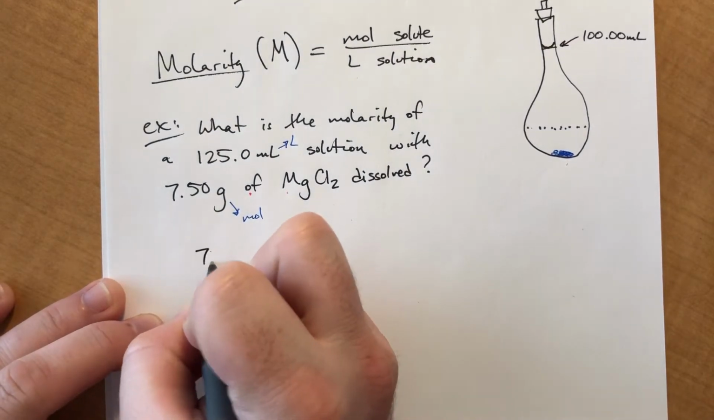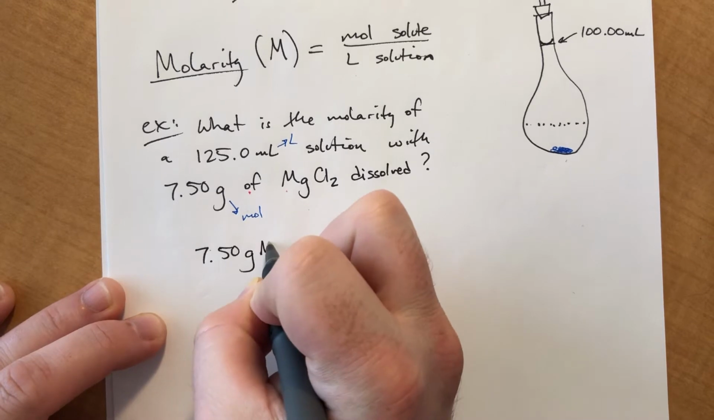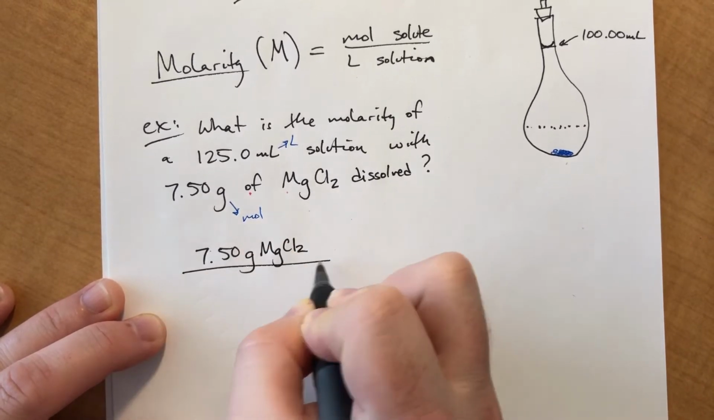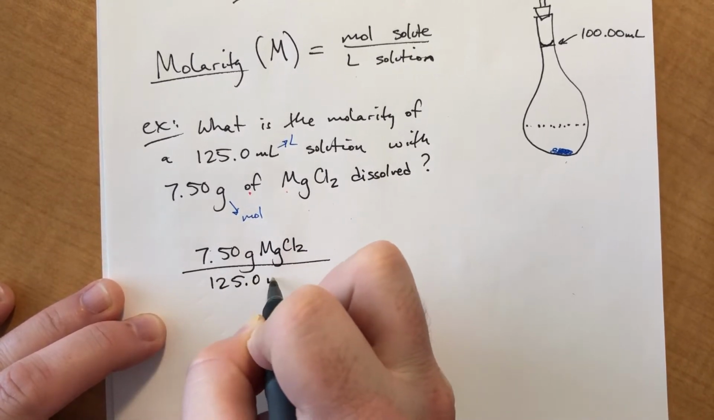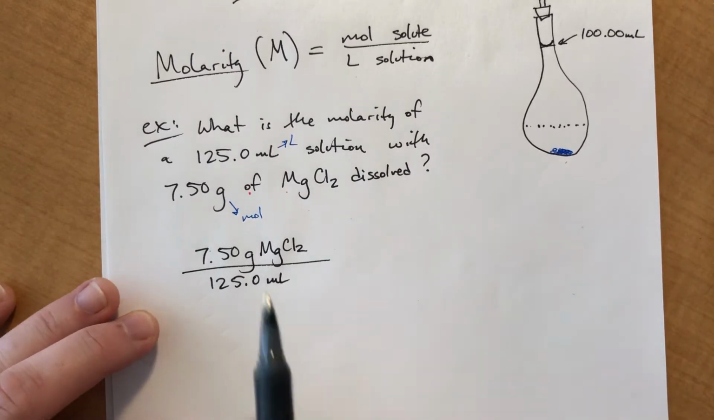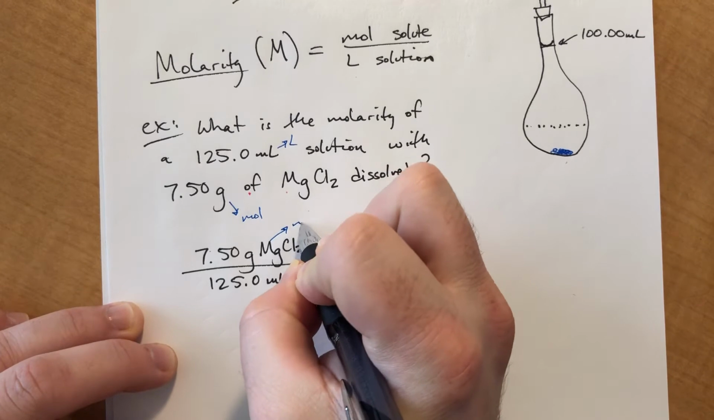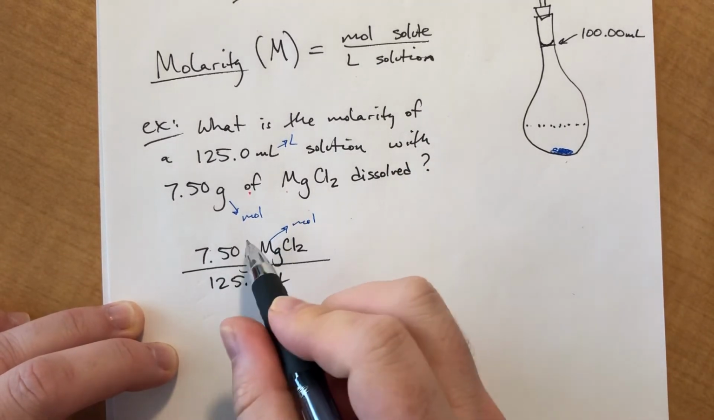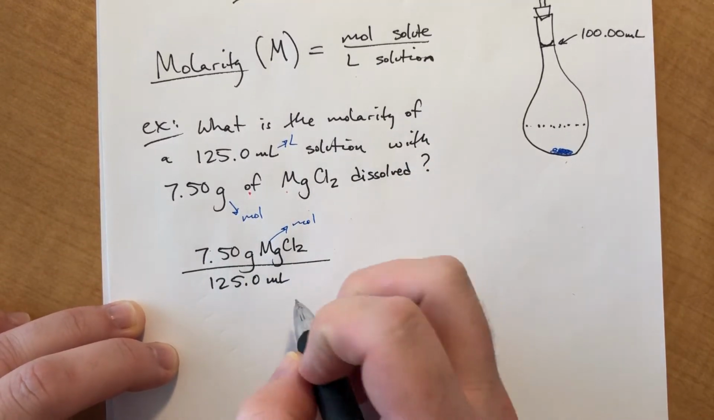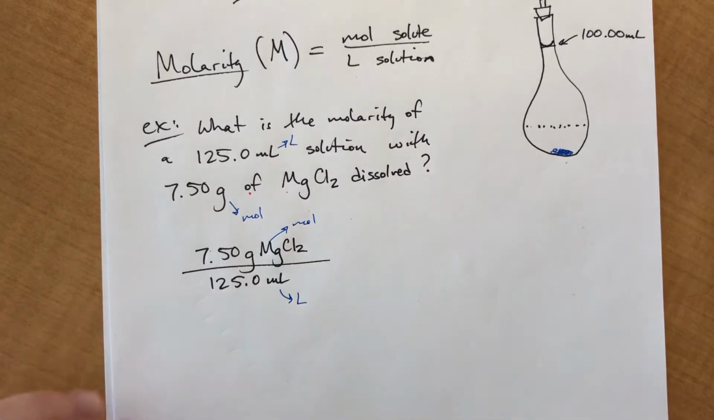Okay, so we have 7.50 grams of MgCl2 divided by 125.0 milliliters. Like I just got done writing, I'll write it again just for clarity's sake. This needs to be converted to moles, which we know how to convert from grams to moles, periodic table, we've done that before. This needs to be converted to liters. That's literally just a basic unit conversion.